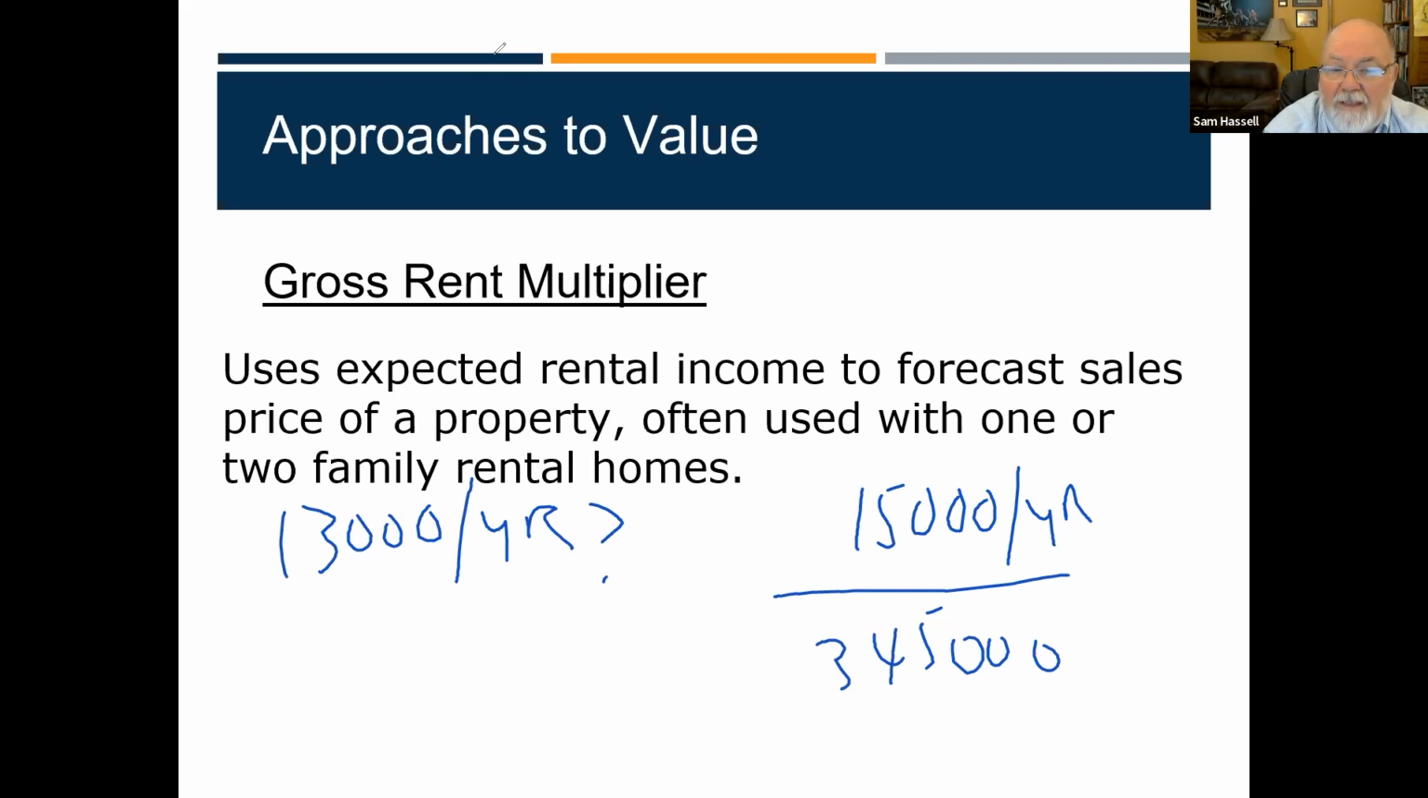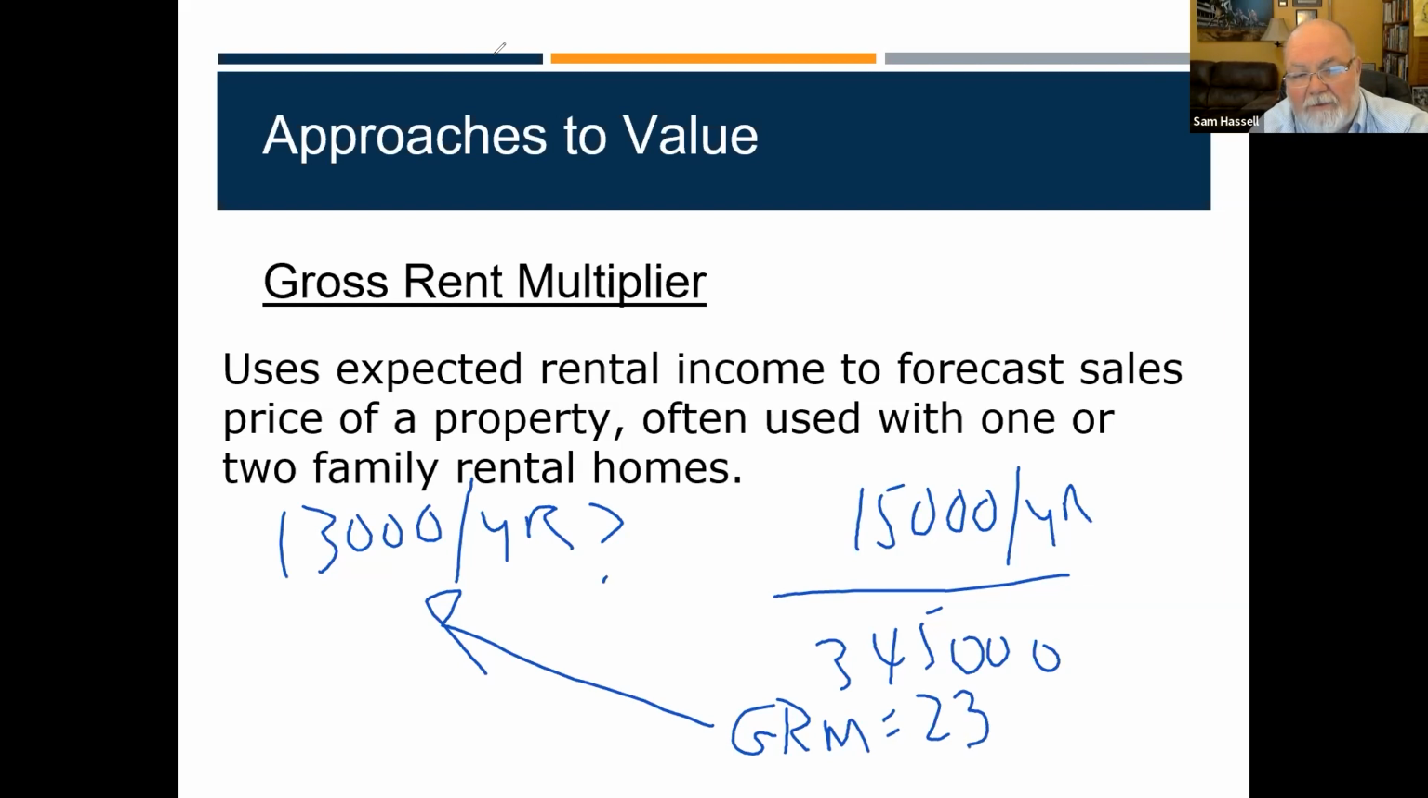I'm going to take the 15,000, divide it into 345,000. That's going to give me a gross rent multiplier. And then I'm going to take that number, whatever that is, and multiply it by my 13,000. 23, right? We divided this. So I'm going to come over here, multiply this by 23, and it's going to be $299,000.